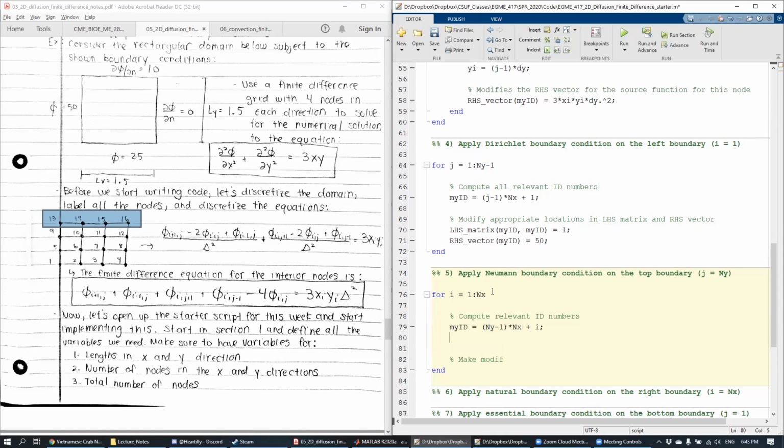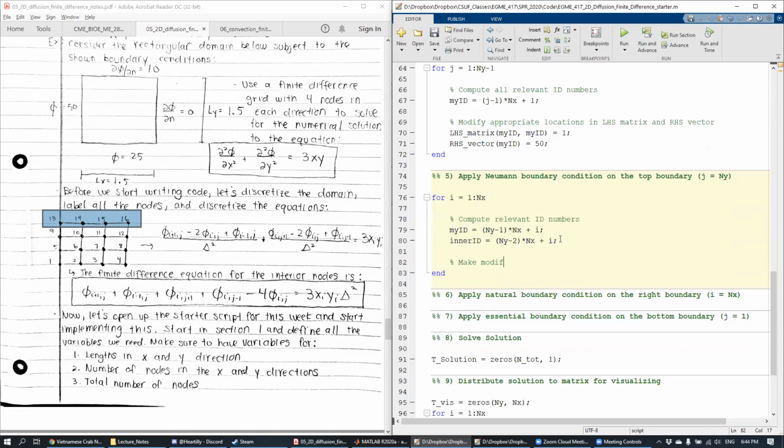Oh, we need one more here. So since this is a Neumann boundary condition, remember we have to compute the inner ID as well. Professor? Yep. The top line 79, that's ny minus 1, right? Yes, ny minus 1.